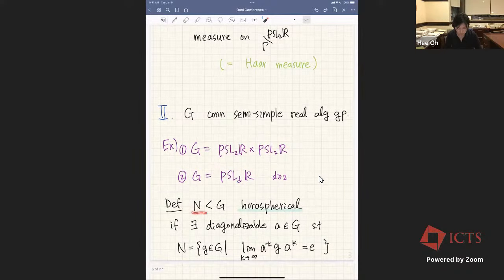Now a closed subgroup N of G is called horospherical if there exists a diagonalizable element a of G such that N consists of all the elements of G which are contracted by conjugation by a. So if N can be written as the set of all elements g of G such that the limit of a^{-k} g a^k converges to the identity, then such N is called a horospherical subgroup.